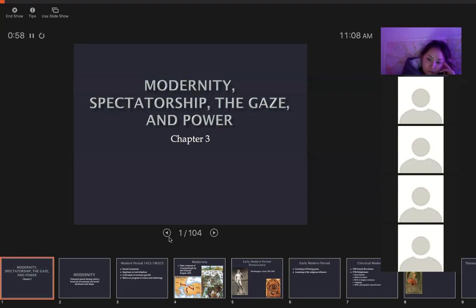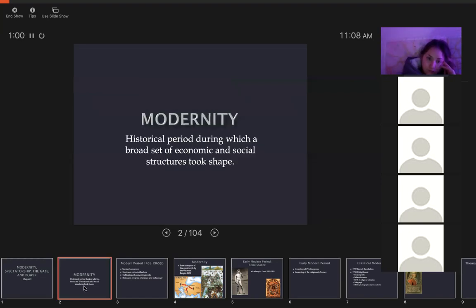All right, so modernity. Modernity is a historical period during which a broad set of economic and social structures took place. So your book starts modernity very roughly around Columbus's discovery and conquest of the Americas.